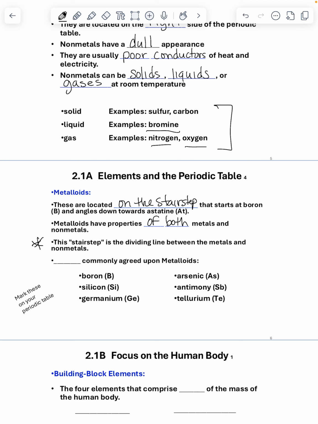This stair step, the reason it's so important is it is actually the dividing line between metals and nonmetals. And when we go back to our periodic table in just a moment, we'll see that that's how we know if something is a metal or a nonmetal, based on where it's located in reference to the metalloids. There are 6 commonly agreed upon metalloids, and they're listed here, and we'll mark those on our periodic table in just a moment. I say commonly agreed upon because not everybody in the science world agrees on these 6. They think there's more than 6, and so we'll just keep it at 6.